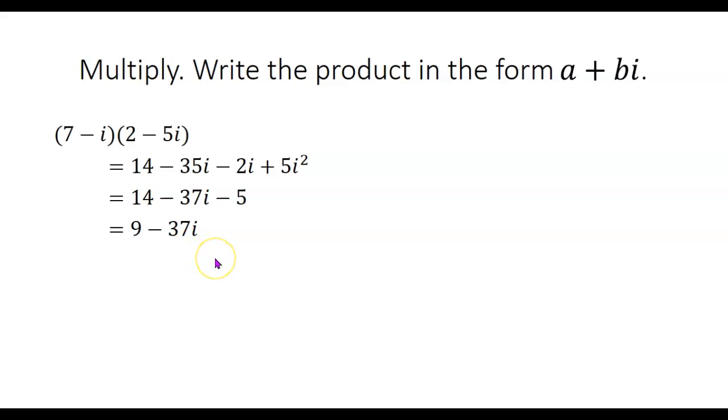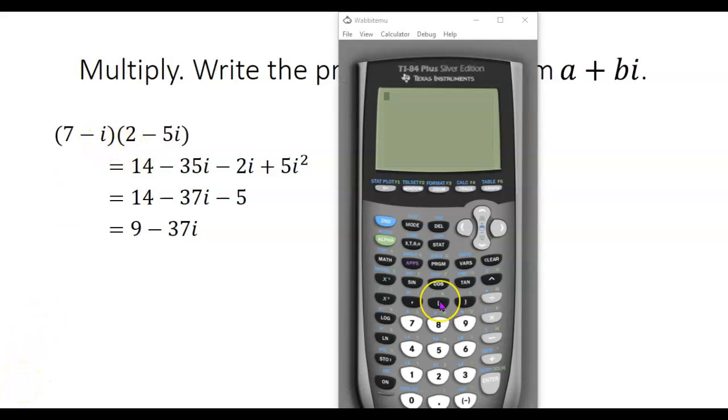Oh, by the way, if you have a graphing calculator, not just a plain old scientific calculator, but a graphing calculator, you might be able to ask your calculator to do this for you. Here's what it looks like. I'm going to put in parentheses 7 minus i, close parentheses, times parentheses 2 minus 5i, close parentheses.